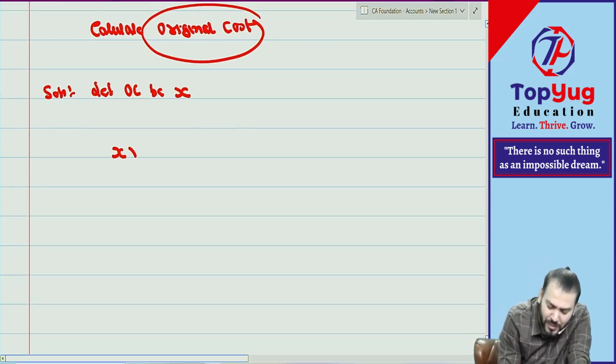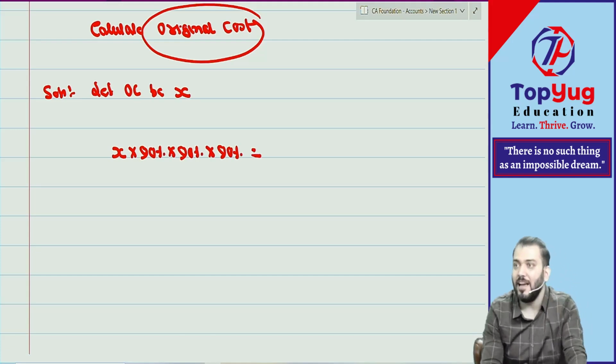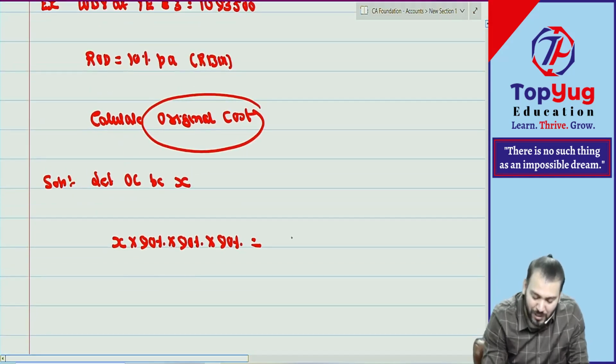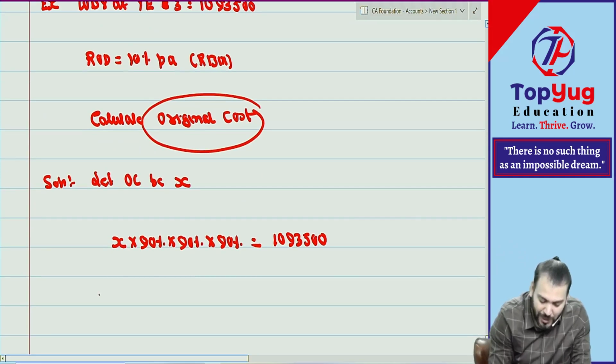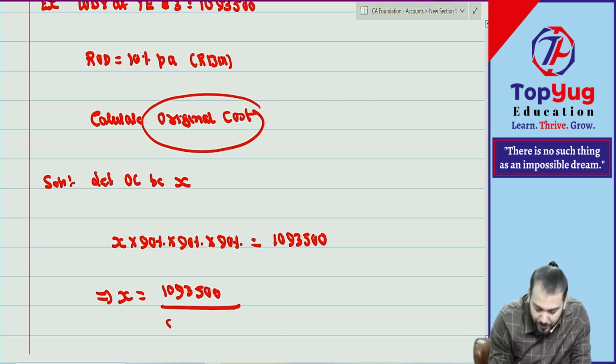Right now I have said X into 90% into 90% into 90%. This formula I have given is equal to WDB at year end 3, that only I have given. So 10,93,500. X is equal to what? 10,93,500 divided by 90% into 90% into 90%.